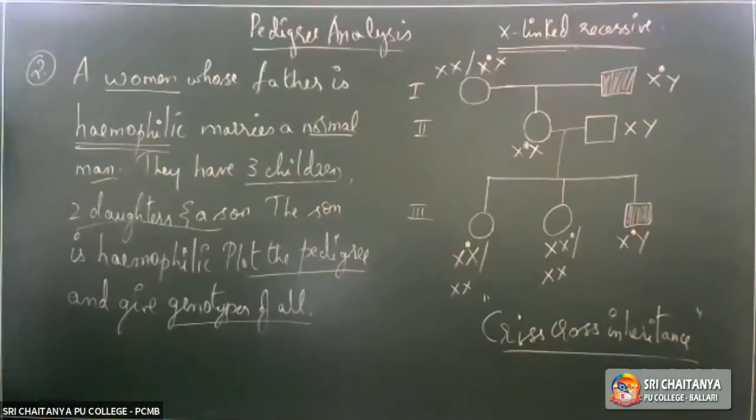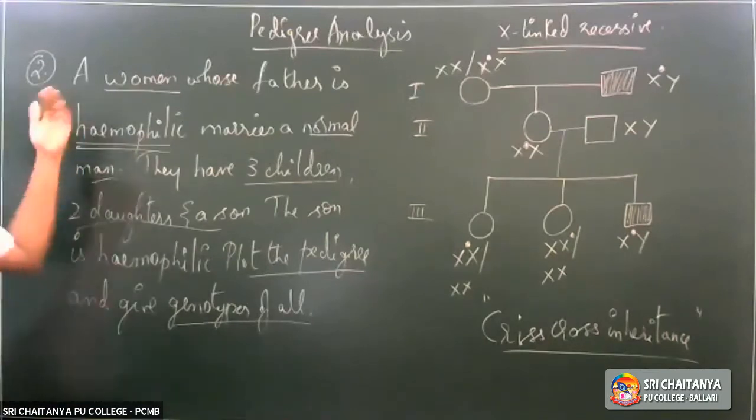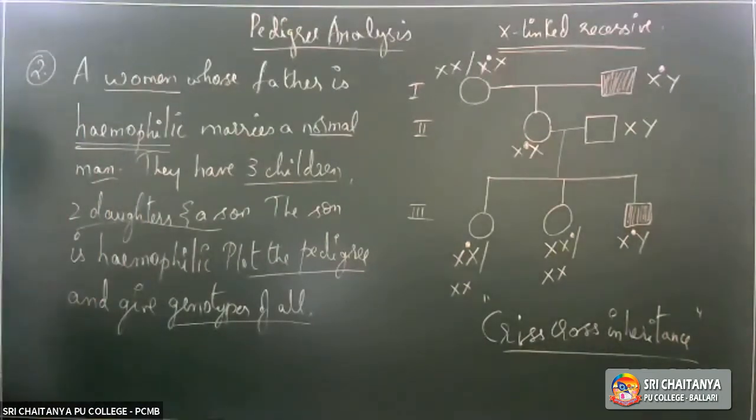How exactly do we plot a pedigree chart? This is with regards to an X-linked recessive disorder. In the previous session, we saw the autosomal recessive disorder, where we saw the inheritance of skin color in humans. Now what we are seeing is an X-linked recessive disorder. So how do we plot an X-linked recessive pedigree chart? Take a screenshot of it.